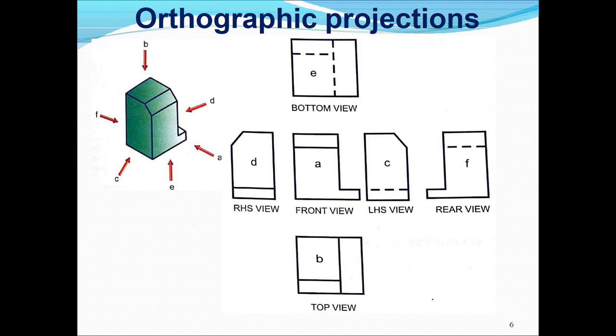This is one simple example of how to draw first angle projection for this 3D component. Here in green color we have given the 3D component, and A represents the front view, E represents the bottom view, C represents the left hand side view, B represents the top view, and F represents the rear view. Where to draw the front view, top view and side view is all given here.